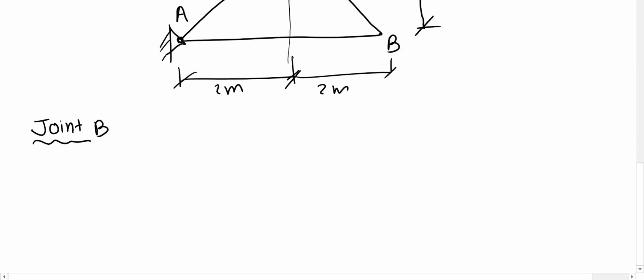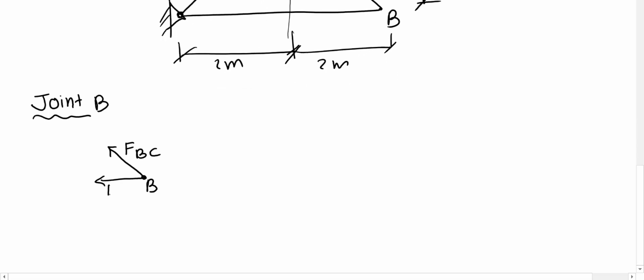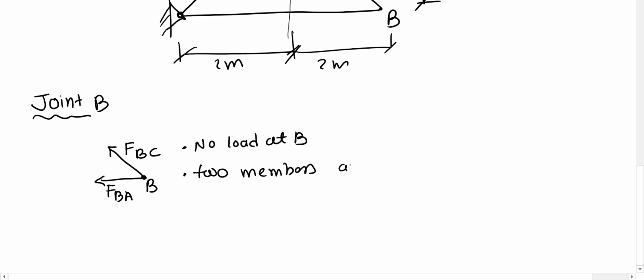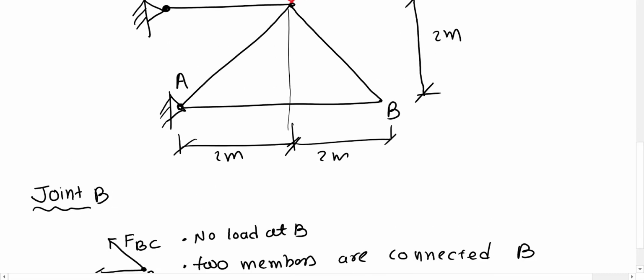That's the easy one. If I draw the joint B here, and I have a force BC and a force BA, I can see there is no load at B, and 2 members are connected at B. Now this is the perfect recipe for zero forces. You can see these are 2-member joints, and there is no load at point B. So FBC equals 0 and FBA equals 0. That is simple. Now we can take joint C.